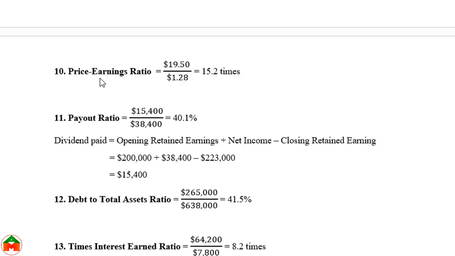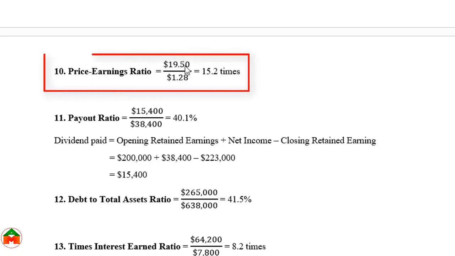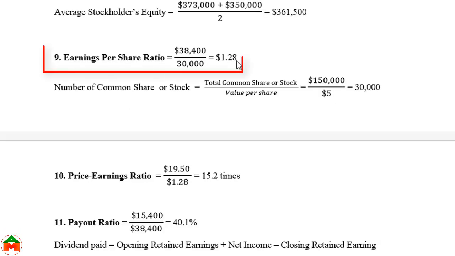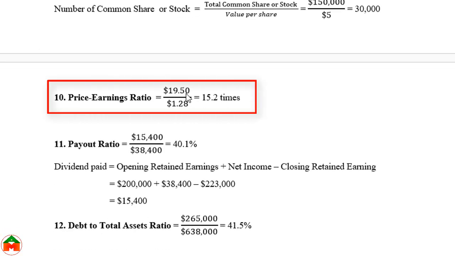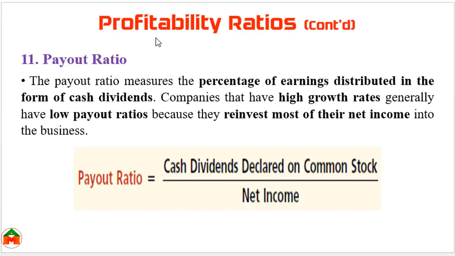In the solution we can see the price earning ratio is 19.5, this is the market price per share, and 1.28, this is the earning per share. Dividing the market price per share by earning per share, we will get the price earning ratio, which is 15.2 times.